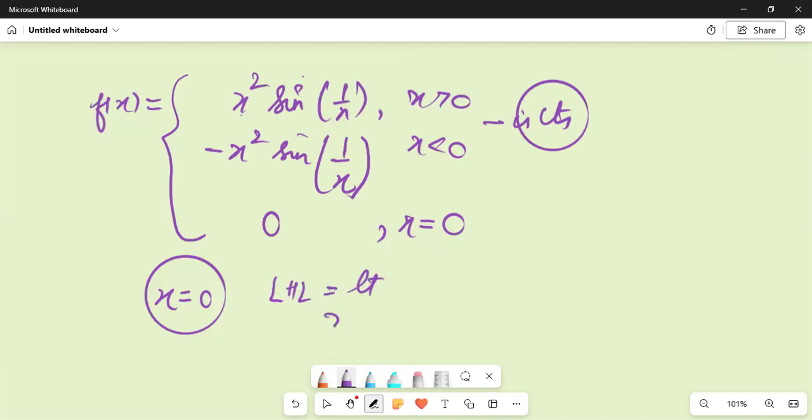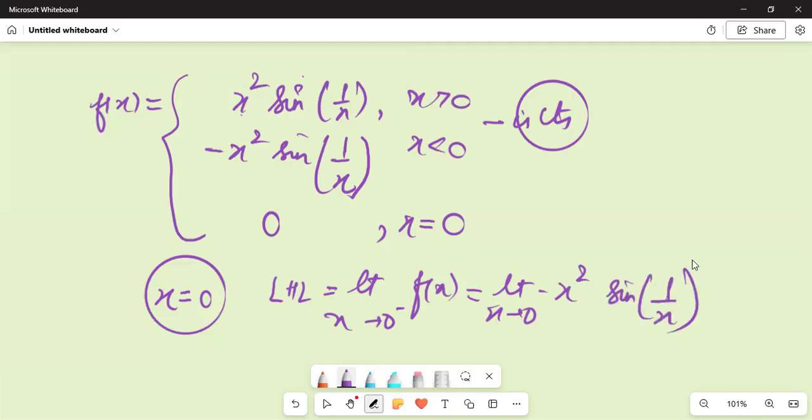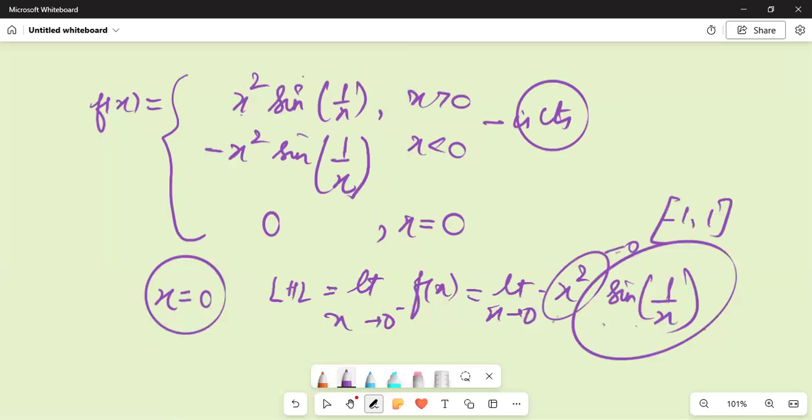Now, you can see that here the definition of the function is minus x square times sine 1 by x. Sine 1 by x is just going to be a finite value between minus 1 and 1. And x square goes to 0. So the product goes to 0 because the other factor is finite. Similarly, you can also check the right hand limit. You will be getting 0. And since the function takes value 0 at 0, this is a continuous function. f is a continuous function.